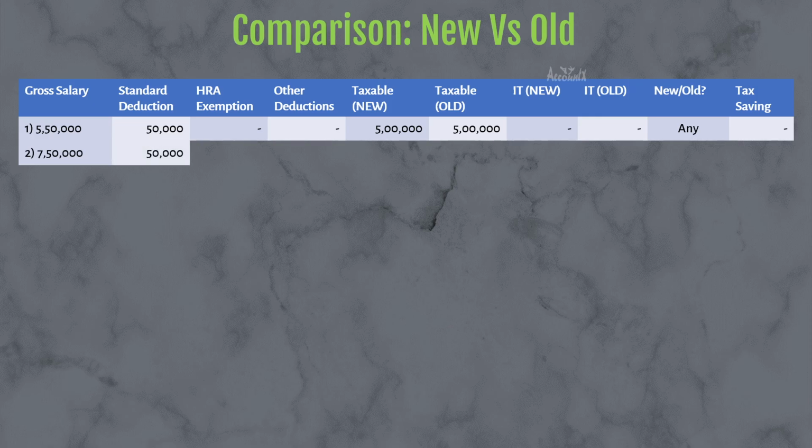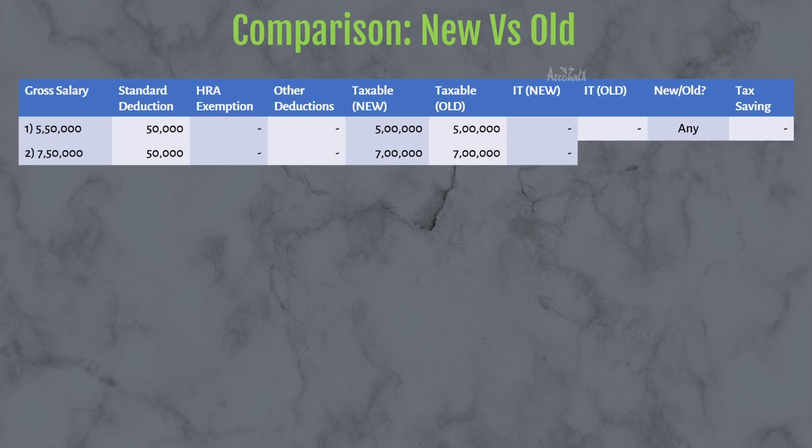Again, standard deduction is going to remain at 50k, no other exemptions or deductions. So your taxable salary in new tax regime is 7 lakh, and even in old tax regime this is going to be 7 lakh. Your income tax liability in new tax regime would be 0 because of rebate, but your tax liability in old tax regime would be 52,500. So here if you choose new tax regime, your tax saving would be 52,500.